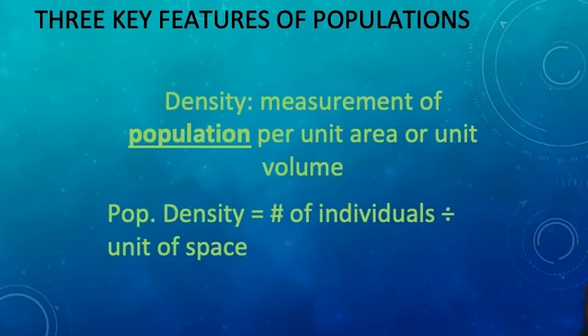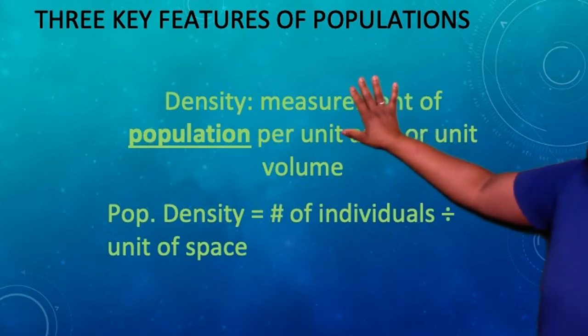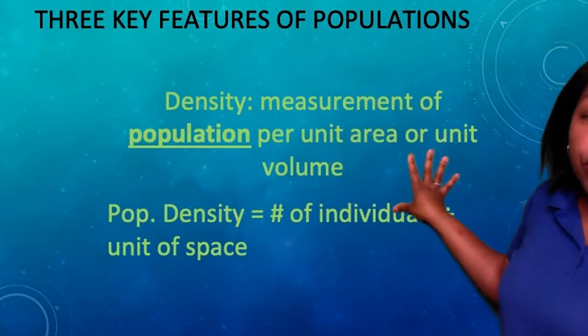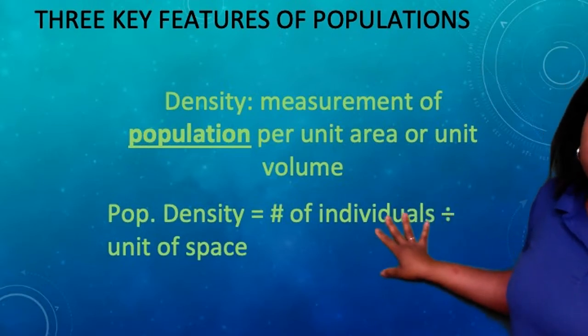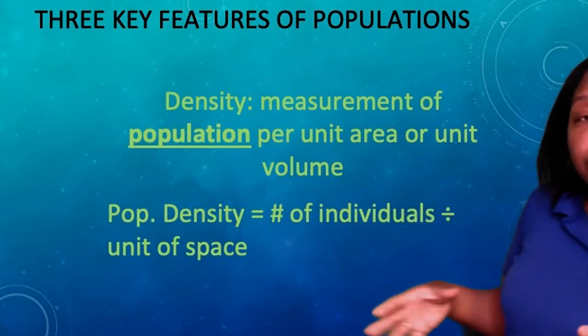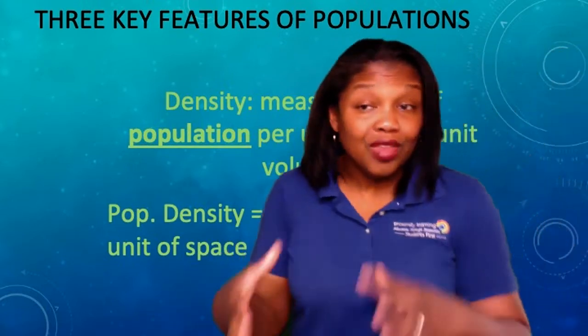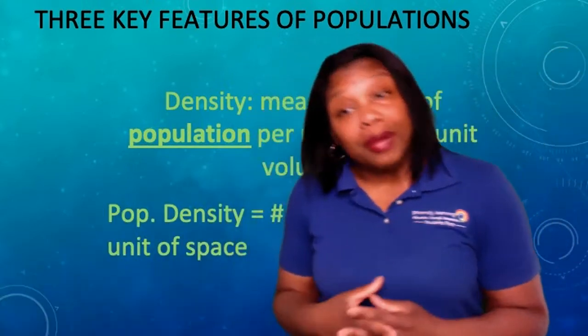All right, so looking at those key factors. Next thing on the list, we talked about size, now let's talk about density. Density is the measurement of population per unit area. That's the number of people per space. That's what density is. In chemistry next year, we talk about density.